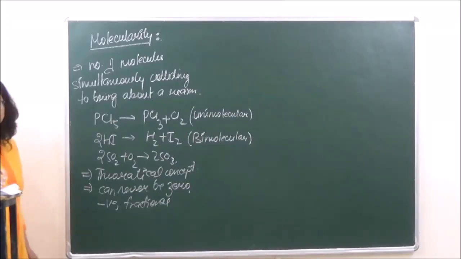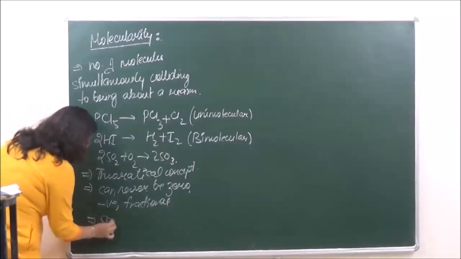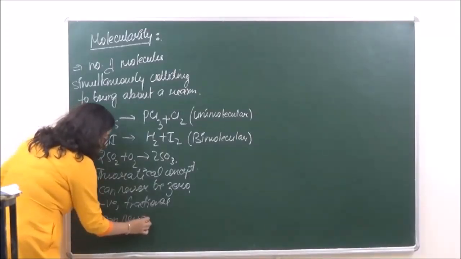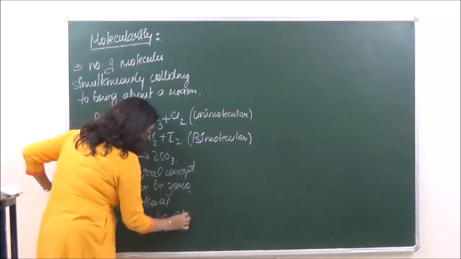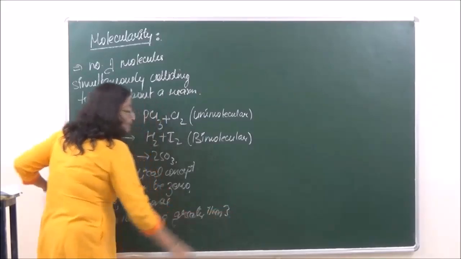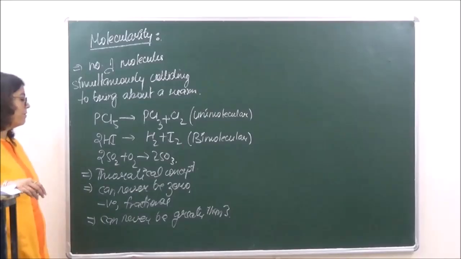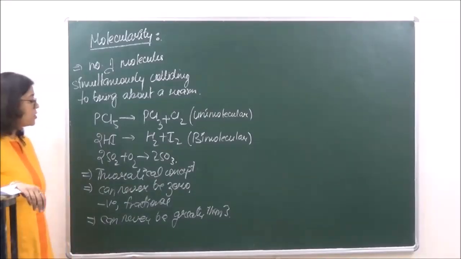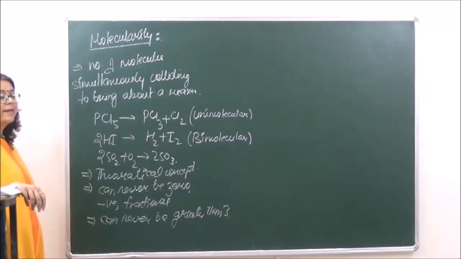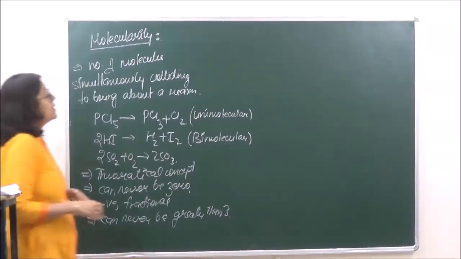So these are the characteristics of molecularity, and we also say that the molecularity of the reaction can never be greater than 3. There are certain reactions in which the molecularity appears to be greater than 3, but actually it depends upon the mechanism of the reaction, right?